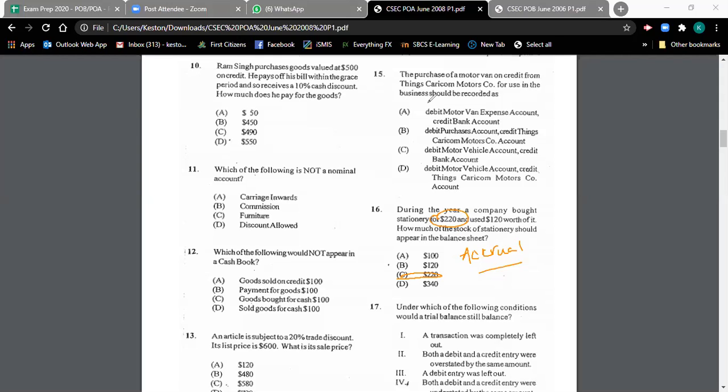Wait, just a sec. The company bought stationery for $220 and used $120 worth of it. How much of the stock of stationery would appear in the balance sheet? The full amount, how much you paid. But why balance sheet though?